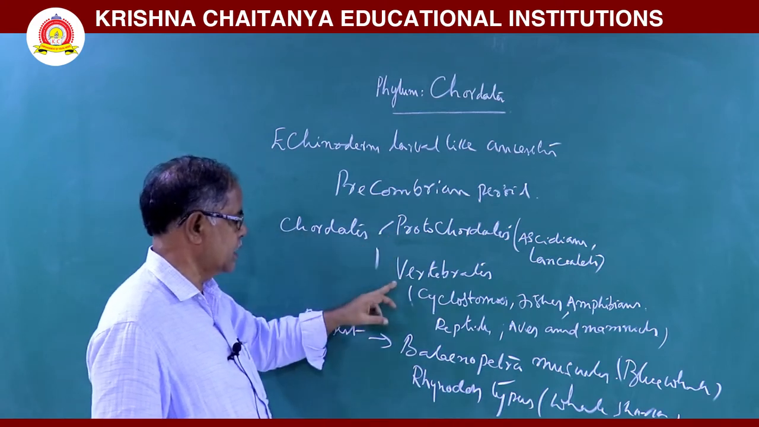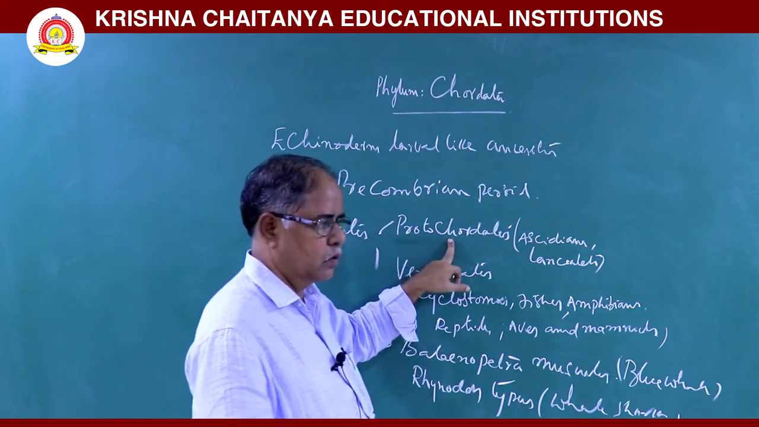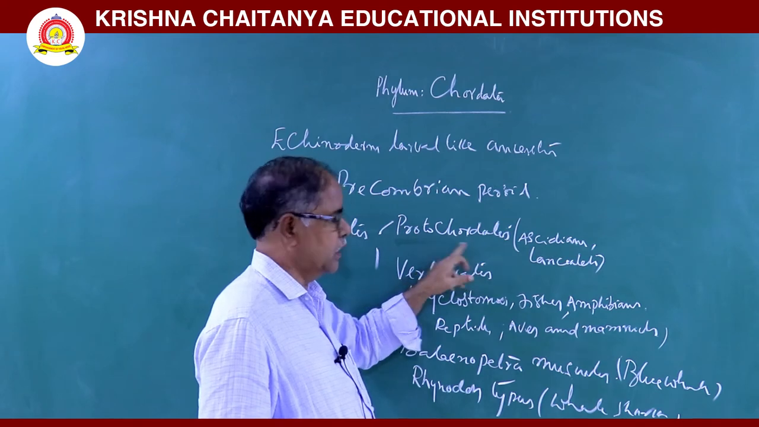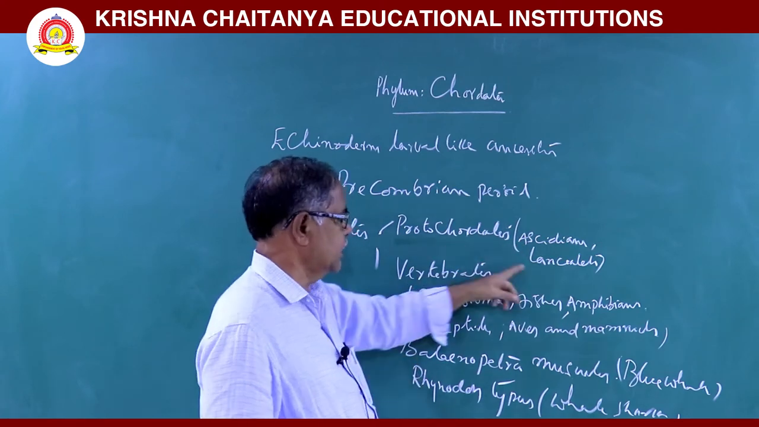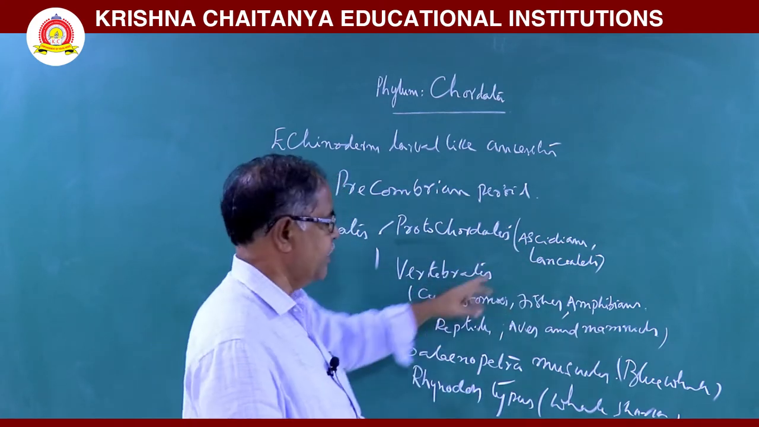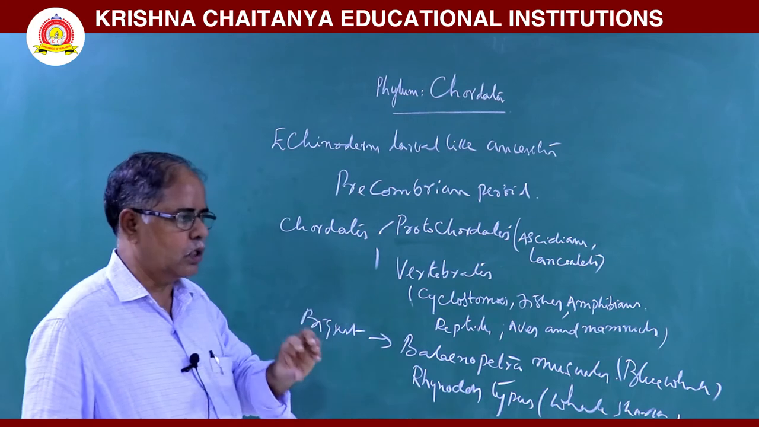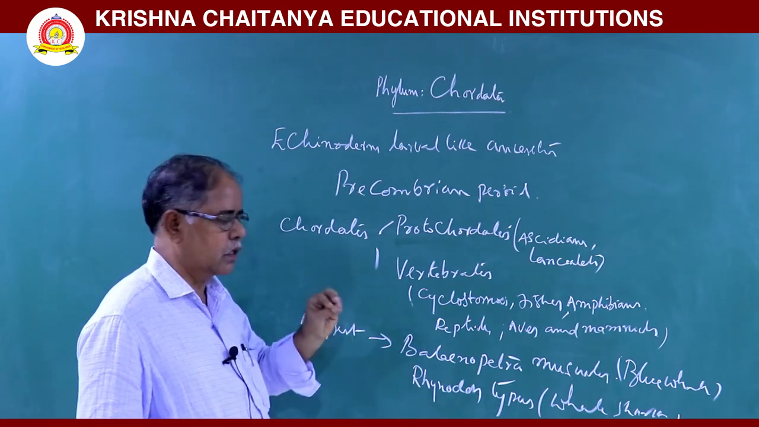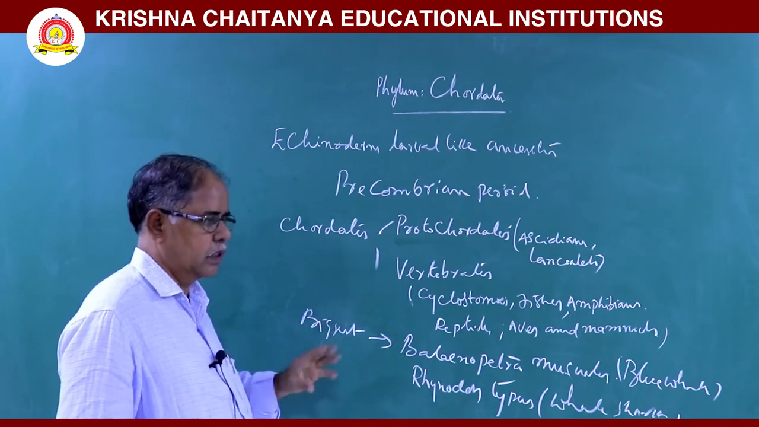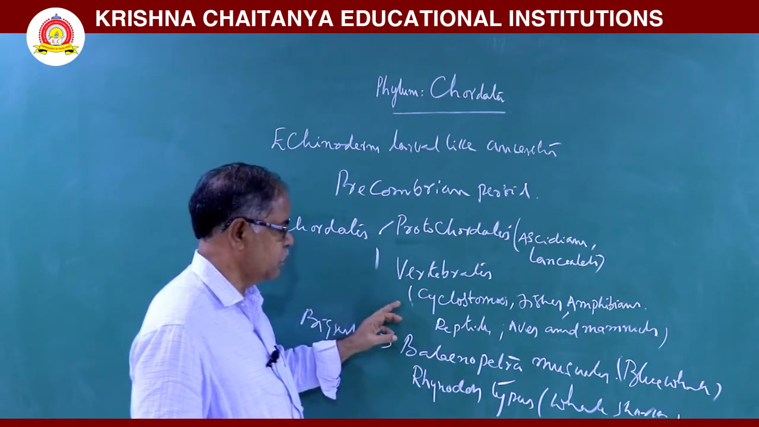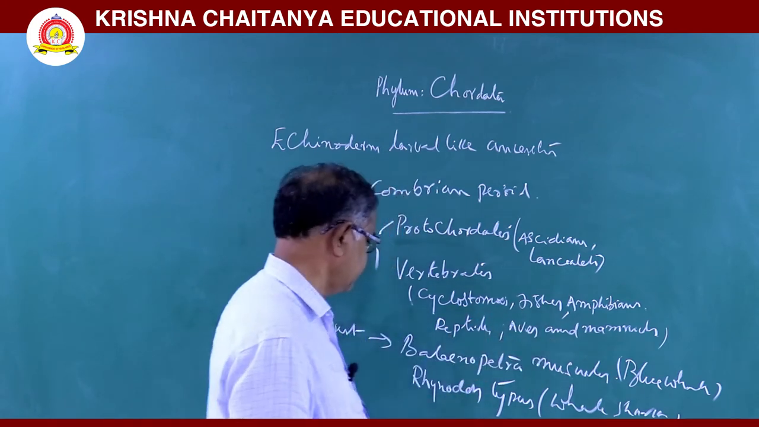Next, these chordates are two types. One is protochordates and the other is vertebrates. In protochordates, the notochord is present throughout the life, but in some, the notochord is present in the tail region, for example ascidian. Next, in lanceolates or amphioxus, the notochord is present throughout the life. In vertebrates, this notochord is present during embryonic stages or larval stages. After that, it will be replaced by vertebral column. That type of chordates are called vertebrates. Examples: cyclostomes, fishes, amphibians, reptiles, aves, and mammals.